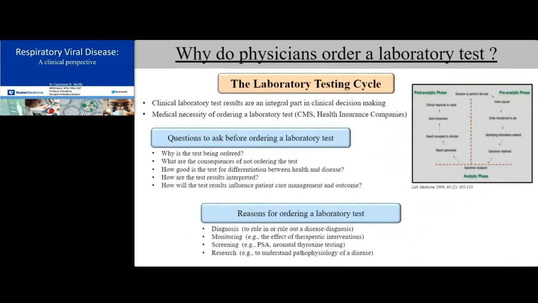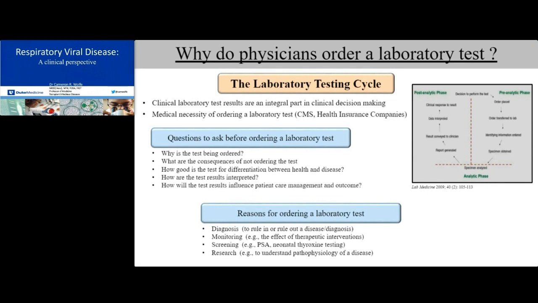That said, let me provide an overview for the reasons why physicians order laboratory tests. Some of the test ordering is certainly influenced by clinical guidelines or the medical necessities as defined by the Centers for Medicare and Medicaid Services and insurance companies or clinical guidelines as published by various societies. There are clinical and technical questions that are to be considered before laboratory tests are ordered. Once a clinician orders a lab test, the process of obtaining laboratory tests and results is divided into three distinct phases, as shown in that image on the right: the pre-analytical, the analytic, and the post-analytic phase of testing.